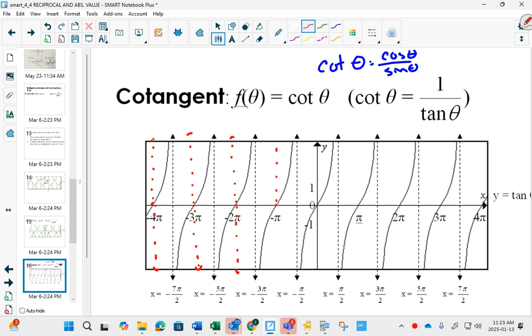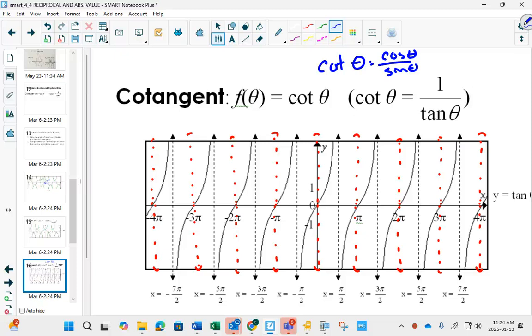This graph is going to start to look very busy. That's why I printed it out on your paper for you. Oh my goodness. So many asymptotes. I shouldn't have gone to 4 pi. I should have just gone from negative 2 pi to 2 pi. So we've drawn our asymptotes.